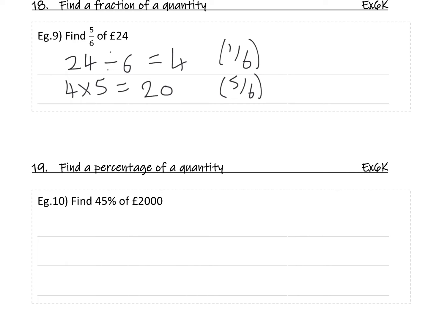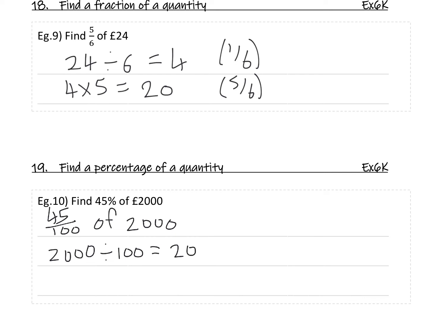Because 45% means 45 out of 100. So if you're asked to find 45% of 2,000, you're actually asking to work out 45 hundredths of 2,000. So our technique is to get the 2,000 and divide it by 100 to get 100th or 1%, which would be 20. And then we get the 20 and we need 45 hundredths, or we need 45%. So we times through by 45.